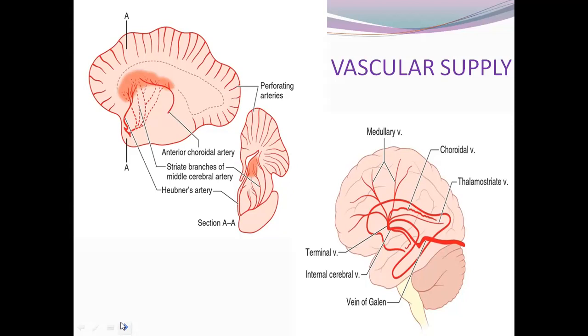And venous drainage is also significant in terms of pathophysiology, where the medullary veins, choroidal veins, and the thalamostriate veins join together and form a terminal vein in the substance of the germinal matrix. And they take a U-turn and turn into the internal cerebral vein and finally into the vein of Galen.